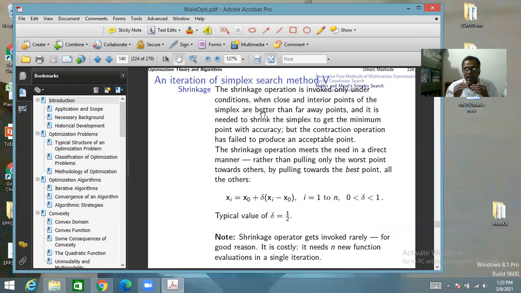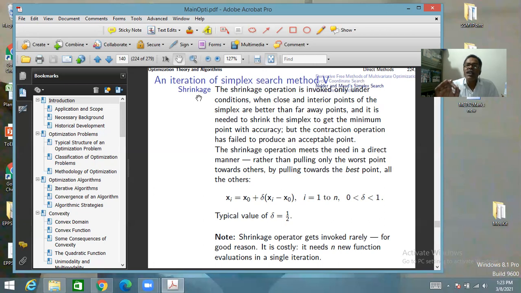And it typically happens when convergence is imminent. So a typical contraction step reduces the size of the simplex, but one vertex at a time. If the normal contraction operations don't succeed, then the control falls to the shrinkage operation. In the shrinkage operation, the reduction of the simplex size is done at wholesale rate.